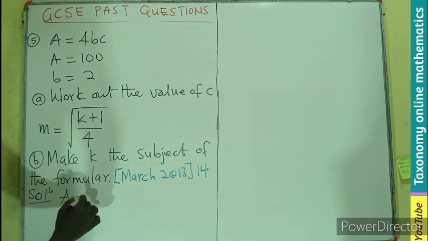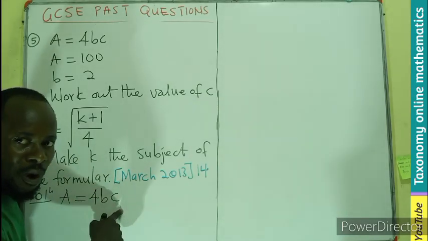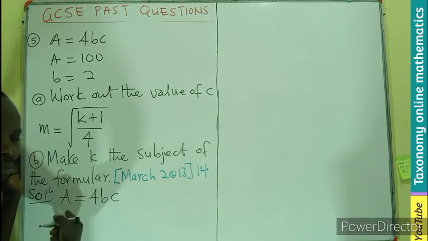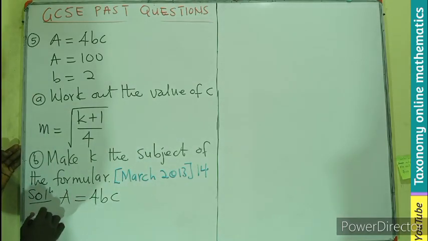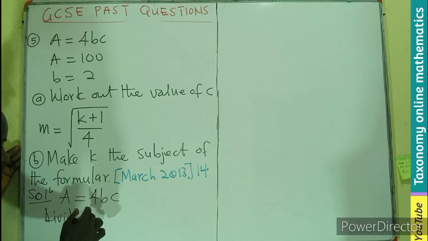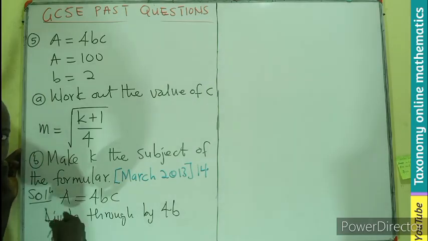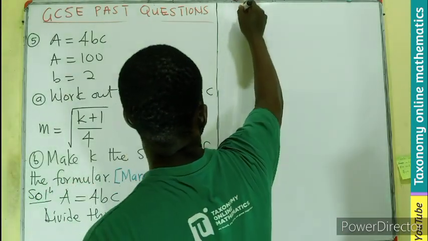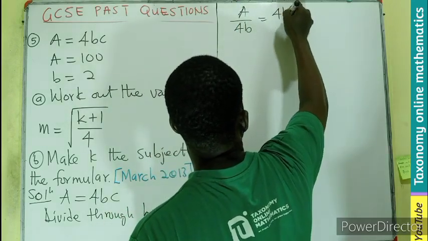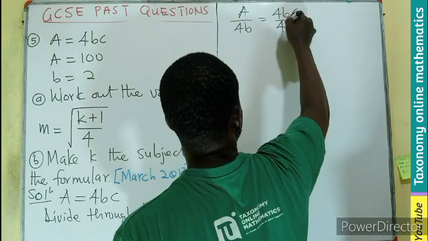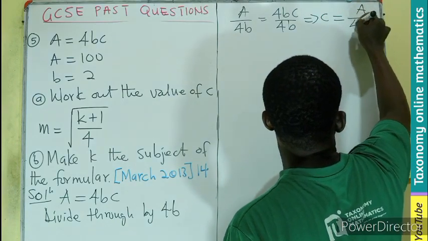We know A equals 4BC. I can do the direct substitution, or first make C the subject by dividing both sides by the excess baggage, which is the coefficient of C. So I'll divide both sides by 4B, meaning A divided by 4B, and 4BC divided by 4B. That implies C will be nothing but A divided by 4B.